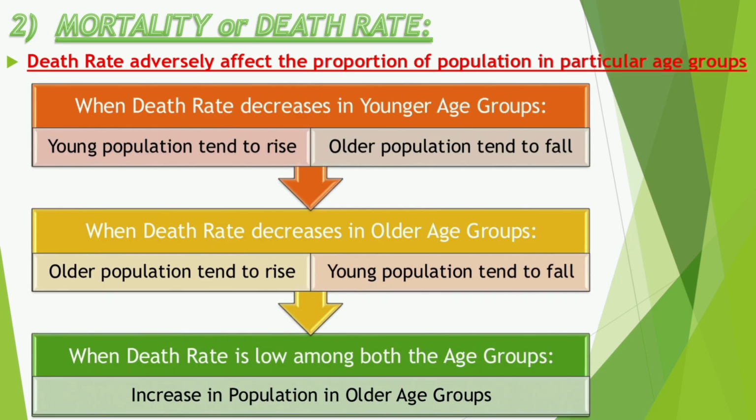Next is mortality. If death rates drop among children, the share of children in the population rises. If death rates fall mainly among older adults, the share of elderly people rises. When death rates are low across all ages, as in many developed countries, the older age groups grow larger, which contributes to an aging population.